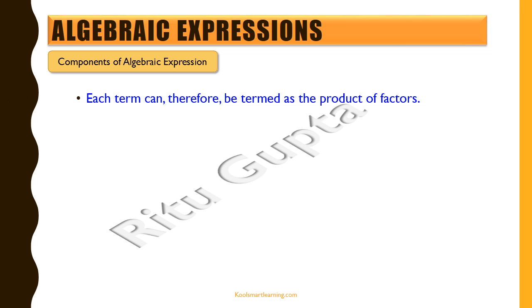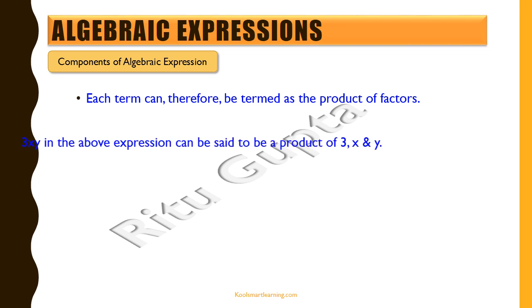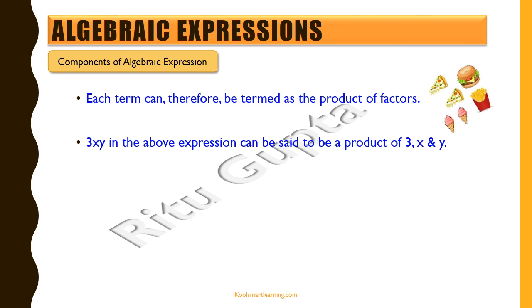So continuing with the components of algebraic expression, each term can therefore be termed as the product of factors. 3xy in the above expression can be said to be a product of 3x and y. And the variables here in this picture, you might be thinking, why is this picture coming up in the algebraic expressions? So what we're trying to do is that the different components shown in this picture are compared to different variables that we may have.